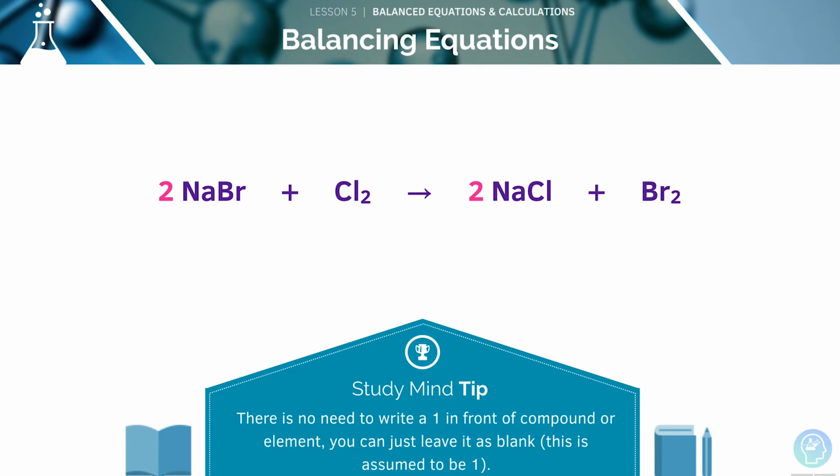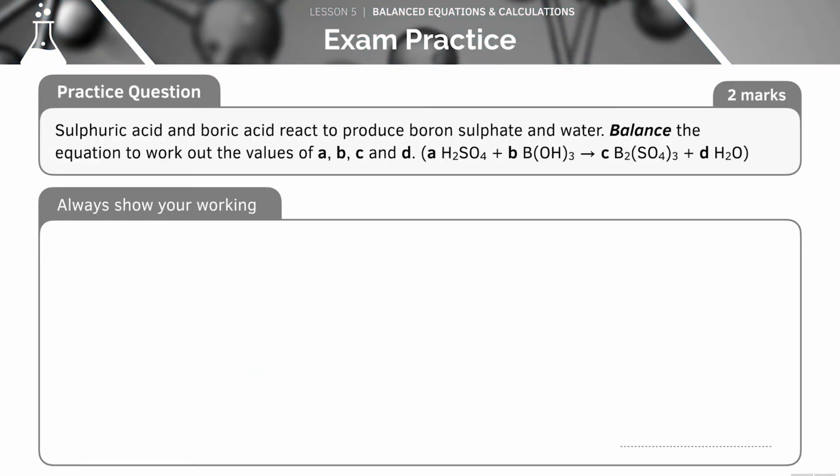You don't have to write the number 1 in front of a compound or element. This is assumed to be 1. For example, with the Cl2 shown here, you wouldn't need to write the number 1 in front of it. Pause the video now to attempt this question on your own. The answer will be shown on the next slide.